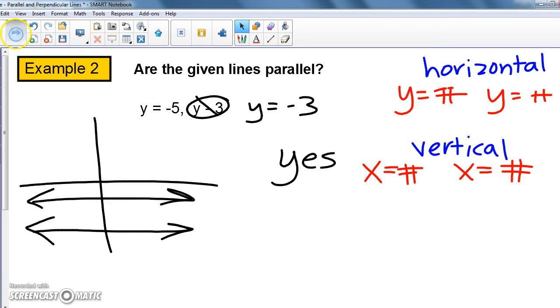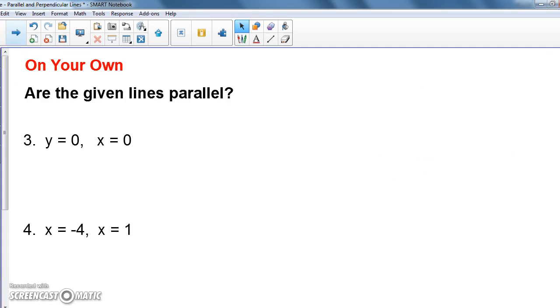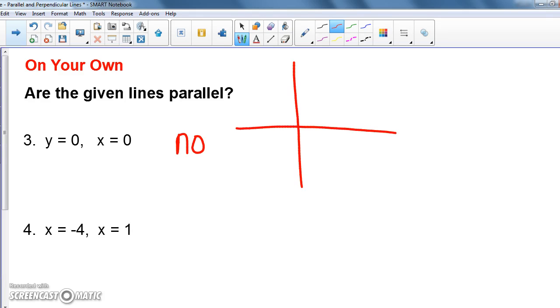Okay, so what I'd like you to do now is go ahead and try these on your own. So hit pause and do that, and then hit play and check your work. Okay, so if we look at number 3, we've got a y equals and an x equals. So immediately you can say no. These are not parallel. And if you were to graph these, y equals 0 looks like this. X equals 0 looks like this. Okay, so those are not parallel.